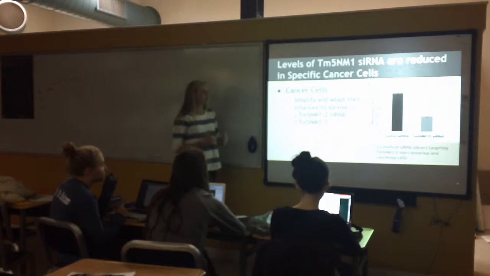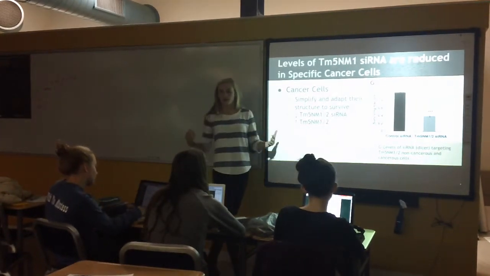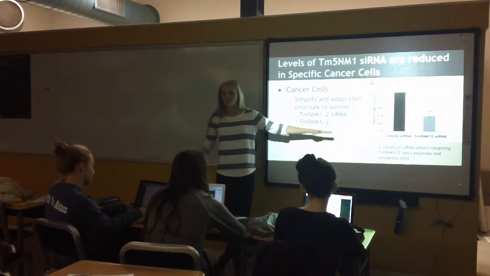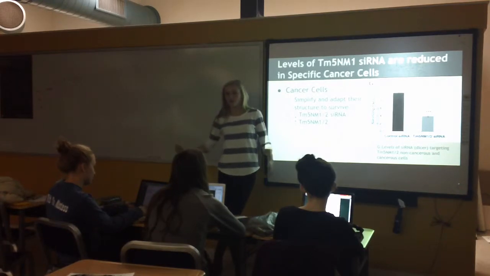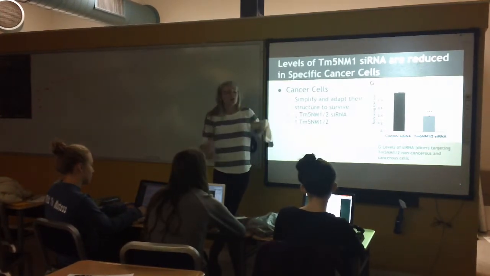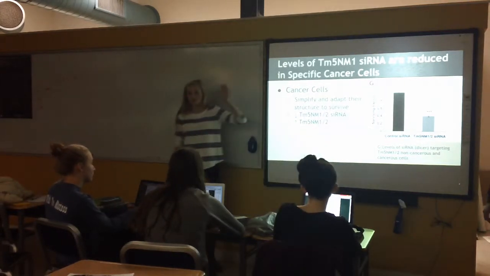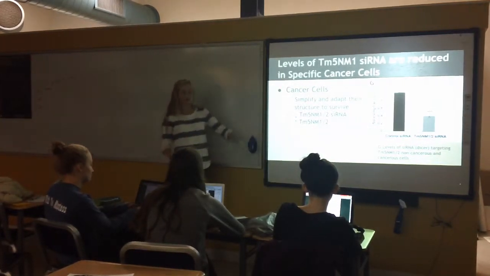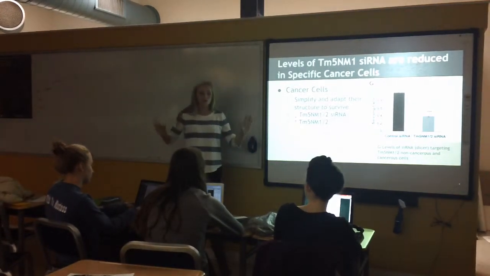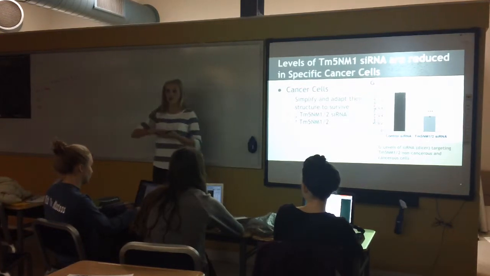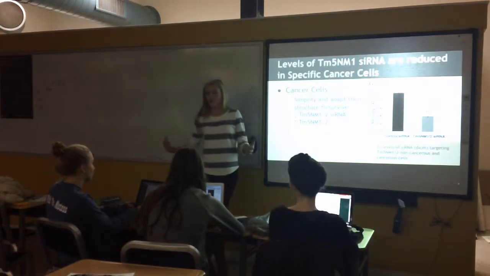So what this means is that if cancer cells are able to reduce the amount of siRNA for TM5NM1, then they're allowed to express or overexpress TM5NM1 within the cell. So by reducing the amount of siRNA, they are able to overexpress this gene. The reason we're showing this is for you to understand that cancer uses the cell's siRNA to reduce that and create more levels of TM5NM1.